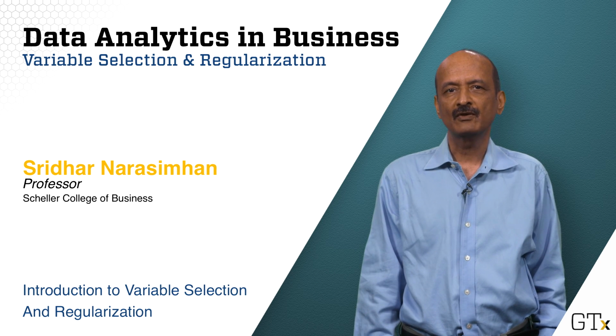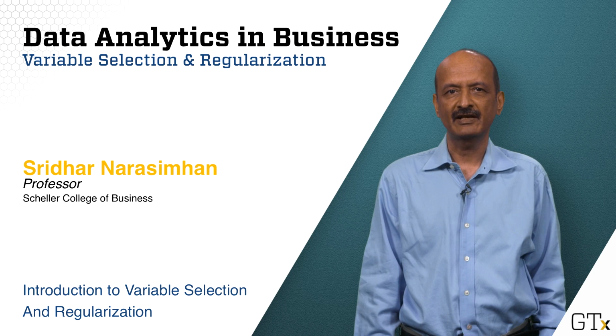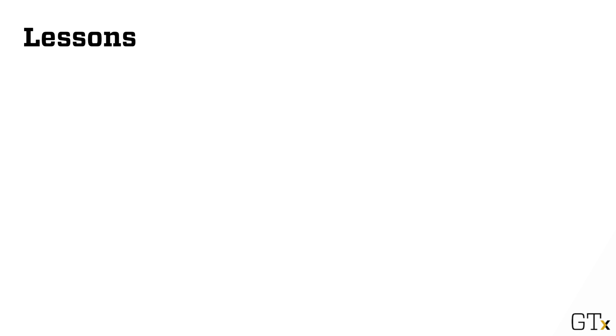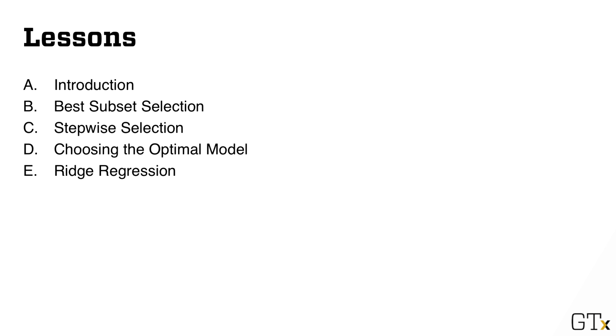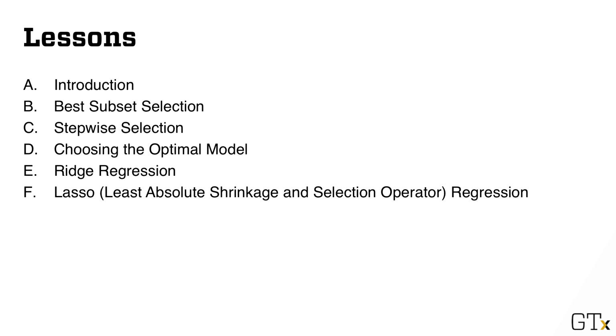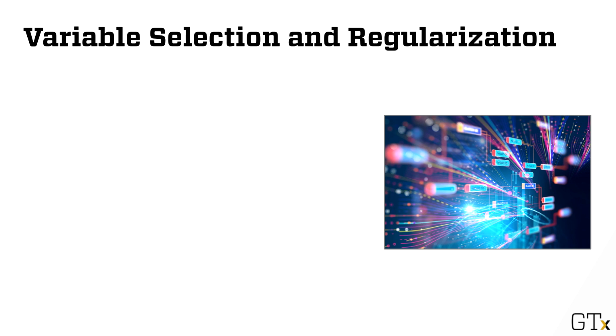This module is on variable selection and regularization. We have 6 lessons in this module: the introduction to this topic, the best subset selection procedure, stepwise selection, choosing the optimal model, ridge regression, and lasso. So, we are going to see why this particular problem is important.